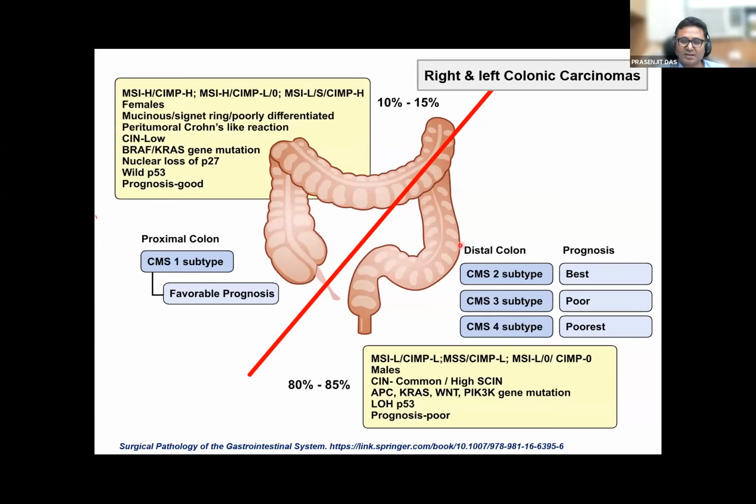On the other hand, the distal or left colonic carcinomas have more chromosomal instability, and they are low in microsatellite instability, that is, they can be microsatellite stable, and the methylation phenotype is also low. Obviously they will have mutations of various genes we have already discussed, most importantly the APC gene, and prognosis is usually poor.